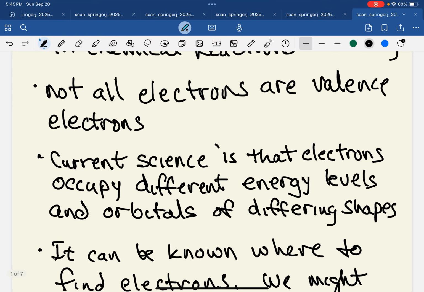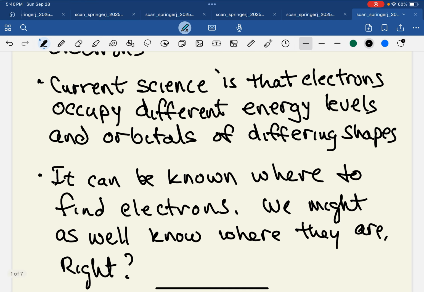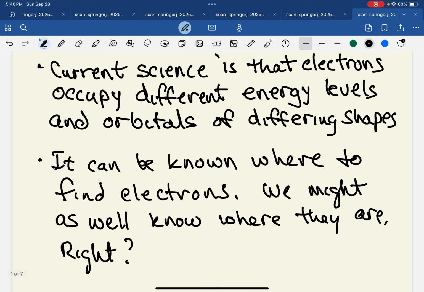And the current science is that electrons occupy different energy levels and orbitals of different shapes, and they are some crazy shapes. You can Google those if you want. I would not, but you might want to. It can be known where to find electrons, so we might as well know where they are, right?